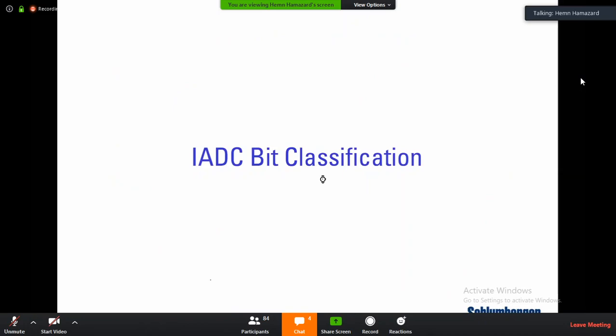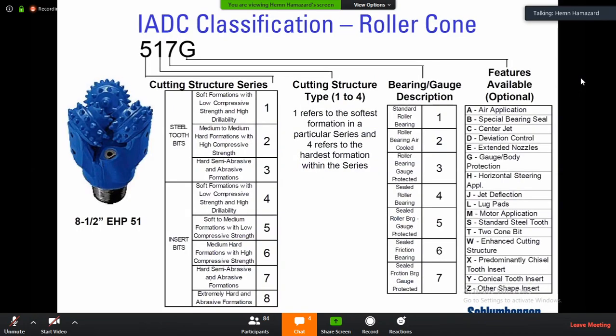Now, we need to know the IADC classification for both roller cone bits and also the PDC bits. Always a part of the name of the bit, like I said, any bit you say this bit is 8.5 713, that means 7 blades and 13 millimeter cutter size. But in here you have also the IADC classification for any bit. How do I know this bit is good for medium hard formation, soft formation, or hard formation?